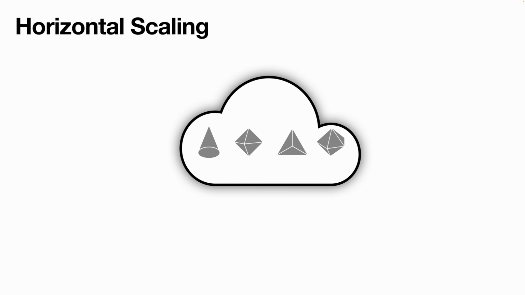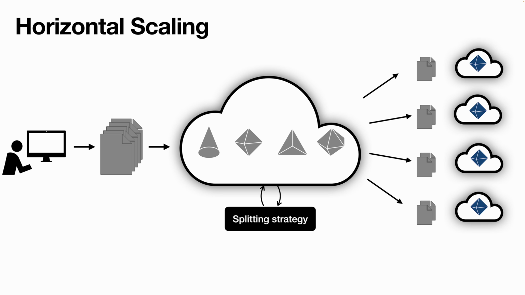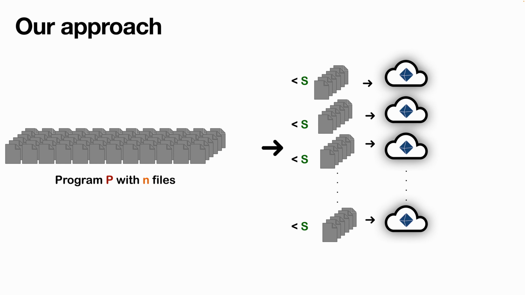Our approach takes as input a program and employs a configurable splitting strategy to split the program into partitions such that the amount of code in each partition is below a provided bound. The different pieces can then be analyzed on parallel cloud instances of a given analysis tool. We implemented two different partitioning strategies.